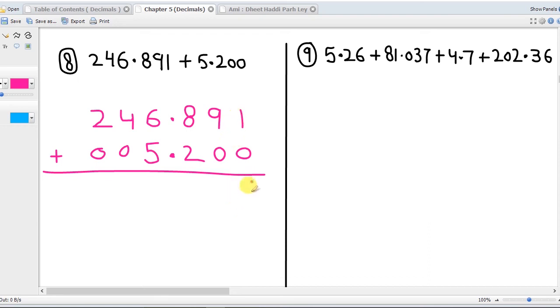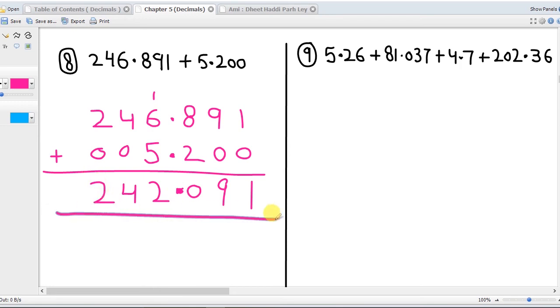Now simply add them. 1 plus 0 is 1, 9 plus 0 is 9, 8 plus 2 is 10. Write 0 at the bottom, 1 goes on carry to the neighboring digit. And then 1 plus 5 is 6, 6 plus 6 is 12. Don't forget to put the decimal point. 4 plus 0 is 4, this is the decimal point, and 2 plus 0 is 2. So this is our final answer. Easy? Yeah, this is easy.